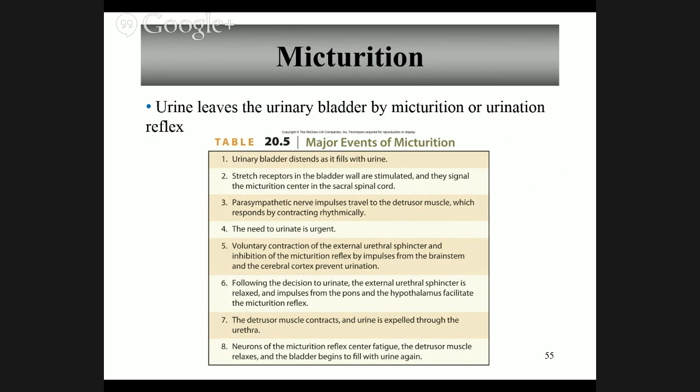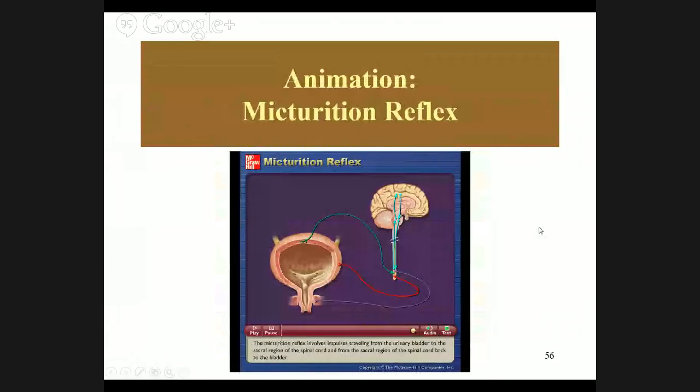But following the decision to urinate, the external urethral sphincter is relaxed, and the impulses from the pons and hypothalamus facilitate the micturition reflex. The detrusor muscle contracts, and urine is expelled through the urethra. Neurons in the micturition reflex center fatigue. The detrusor muscle relaxes, and the bladder begins to fill with urine again. And here's the micturition reflex in animation.